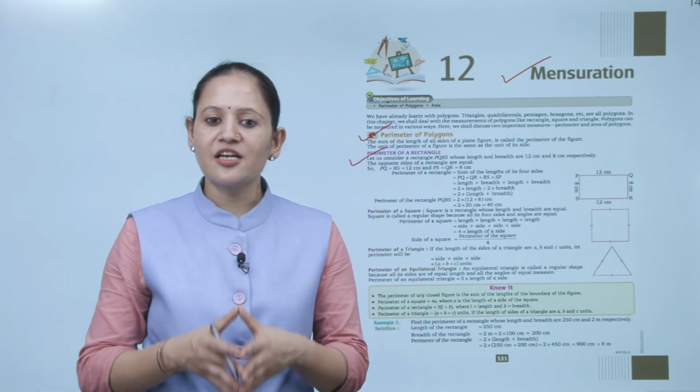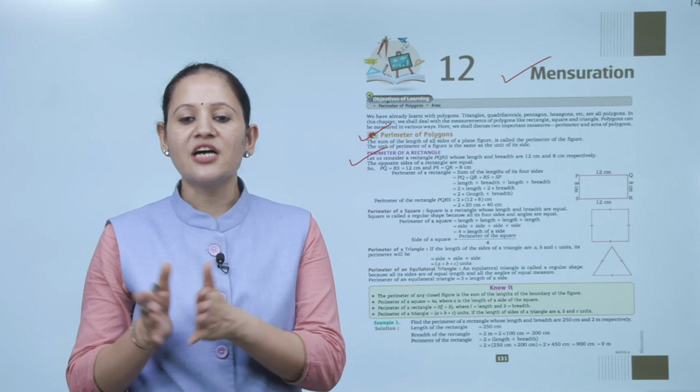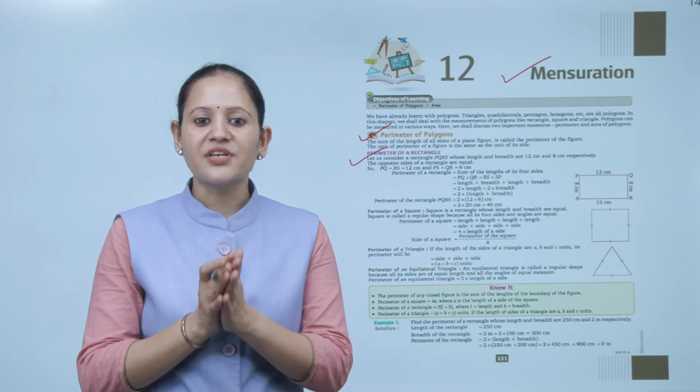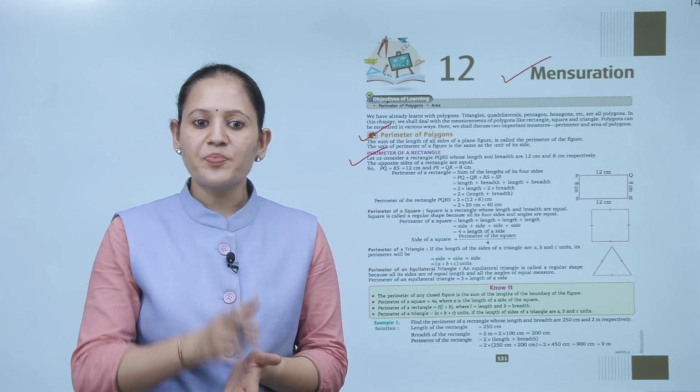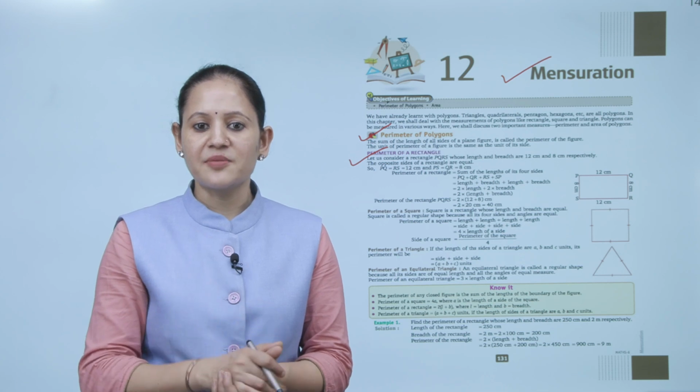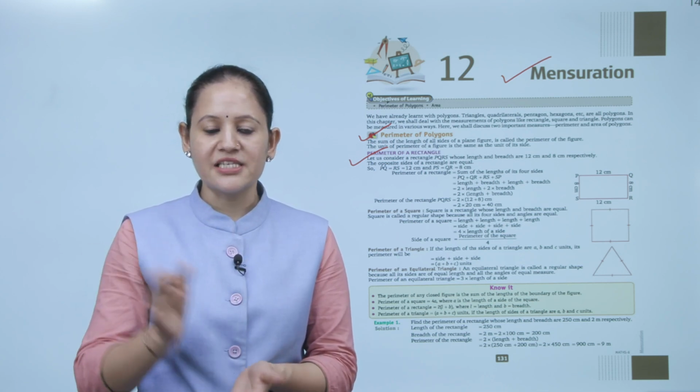Let us consider a rectangle PQRS whose length and breadth are 12 cm and 8 cm respectively. The opposite sides of the rectangle are equal as we know. So PQ equals RS. If PQ is 12 cm, then RS will be 12 cm. PS equals QR, so both will be 8 cm.